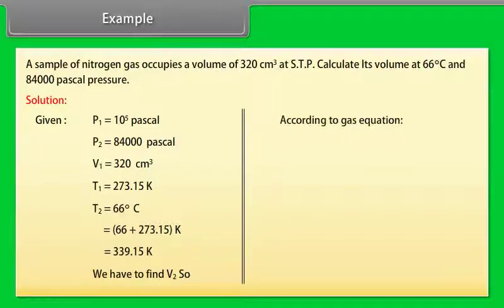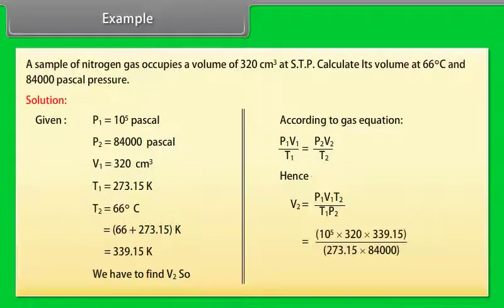So, according to gas equation, P1 V1 by T1 is equal to P2 V2 by T2. Hence, V2 is equal to P1 V1 T2 by T1 P2 is equal to 10 raised to the power 5 into 320 into 339.15 divided by 273.15 into 84,000 is equal to 473 centimeter cube.